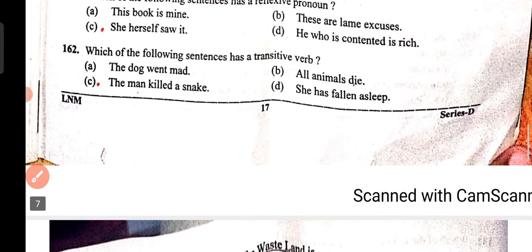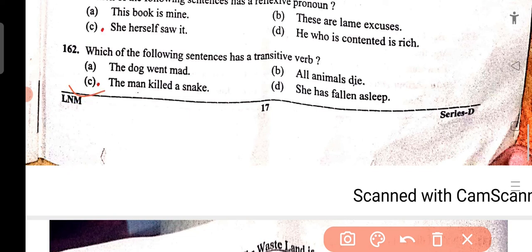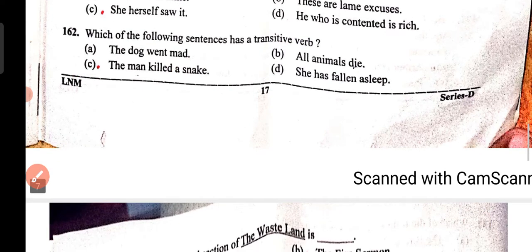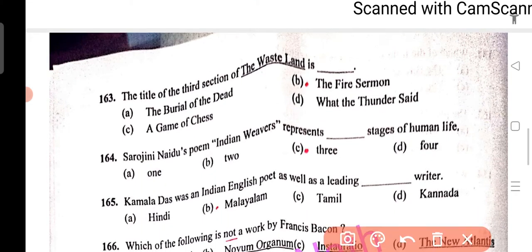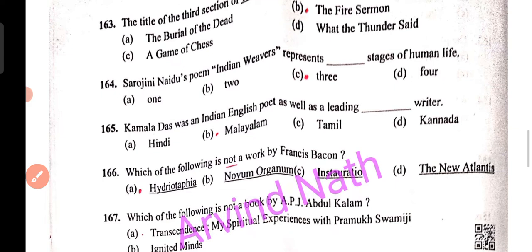Now the 162. Which of the following sentences has the transitive verb? So option number C will be the correct. The man killed a snake. There is an object, so it is called the transitive verb. Now question number 163. The title of the third section of The Waste Land is, option number B, The Fire Sermon.